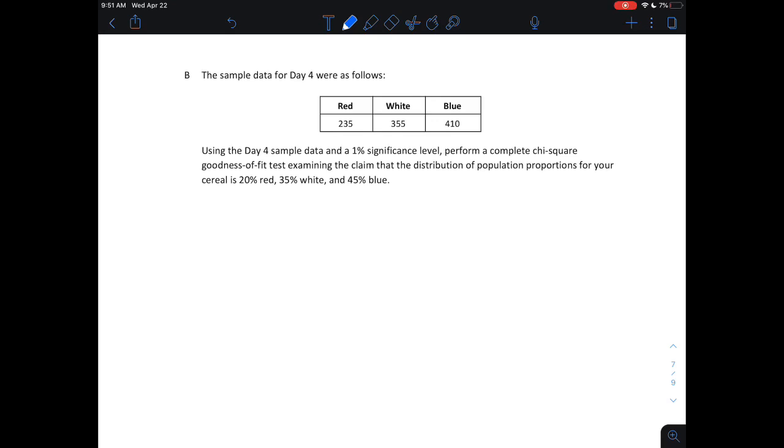So what would we say for step 1 for our null and alternative hypotheses? This would be exactly the same as what we saw in part A. So we don't need to write that again. Number 2, do we still have a random sample? Yep. And are we still going to have the same expected counts? Yes. So again, this is also the same as part A.